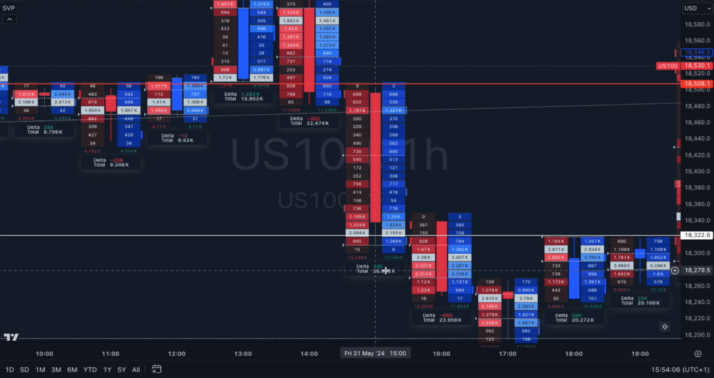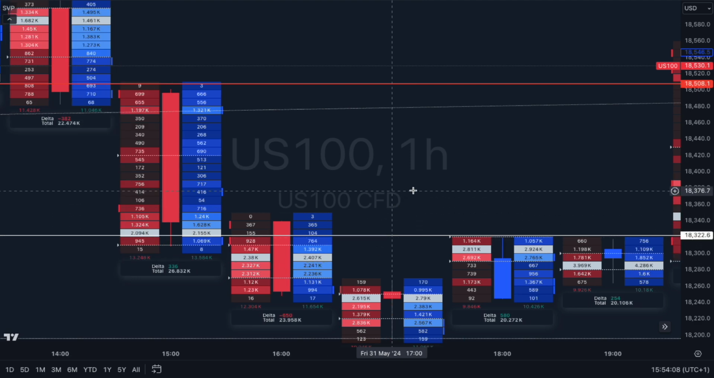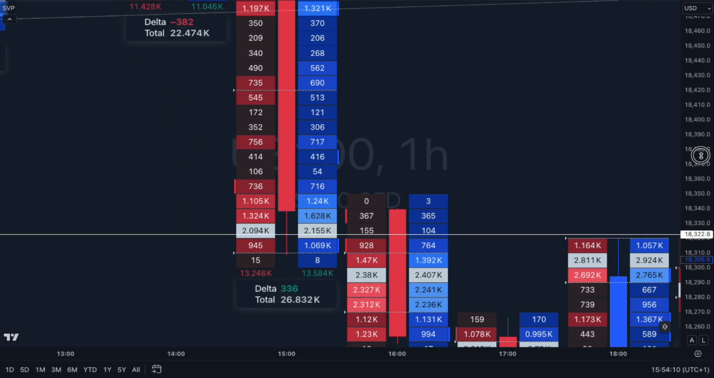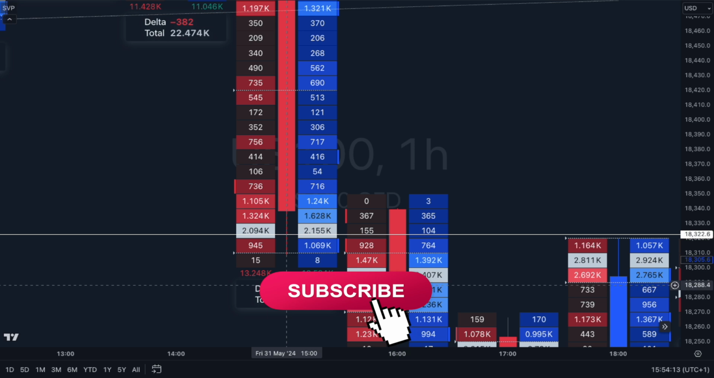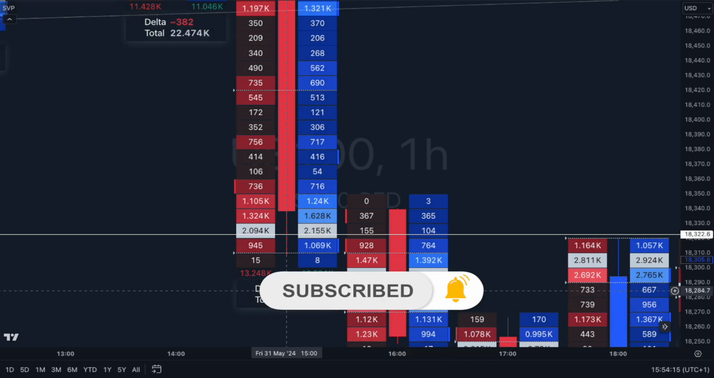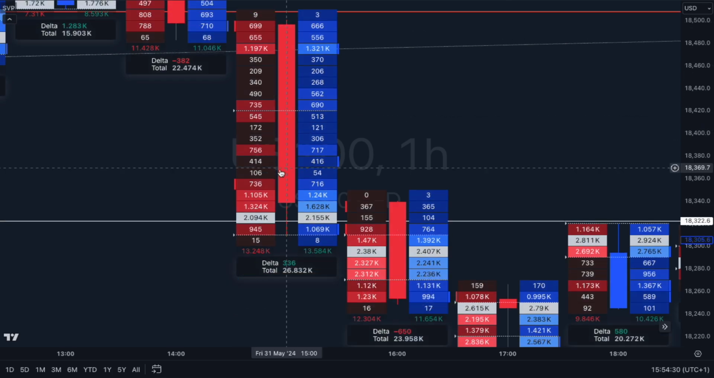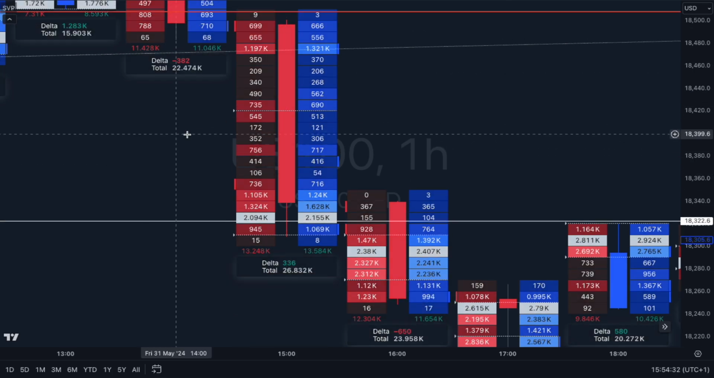So if you have a negative delta, let me zoom in and make this a bit bigger, so this number right here is red, then that basically means the sellers are in control. There are more sellers than buyers. If the delta is positive, it means there are more buyers than sellers. So in this red candle, believe it or not, there are more buyers than sellers.